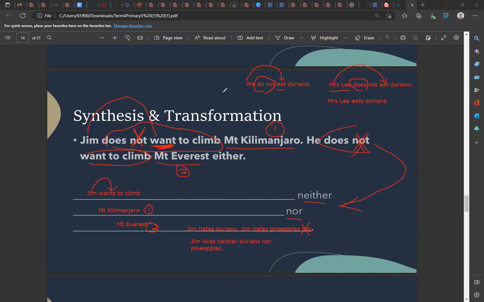Now, if we say Jim hates neither durians nor pineapples, it means that he is fine with both. But of course, that is not the intended meaning. He is not fine with durians, he's not fine with pineapples. So when we say Jim hates neither durian nor pineapples, that actually does not do justice to the original meaning behind the sentences that are provided in the exam. So we must be really careful when we do neither nor questions, and we'll discuss these in greater detail in our classes.